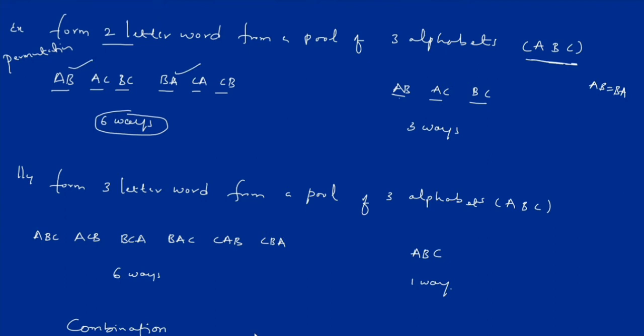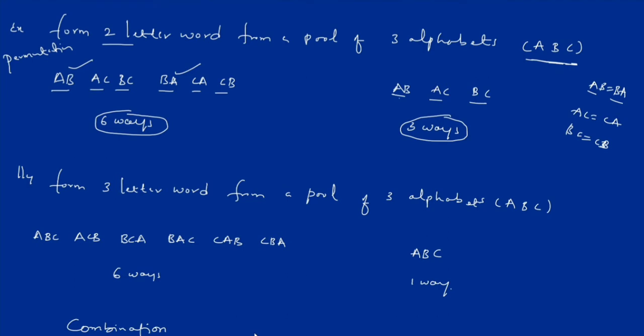But in a combination, we cannot take AB as well as BA. Here both are the same. Similarly, AC and CA both are equal, and BC equals CB, both are equal. For that reason, we consider them only once. Therefore AB, AC, and BC, only three ways we can find a combination of three alphabets, that is ABC, to form a two-letter word, right?